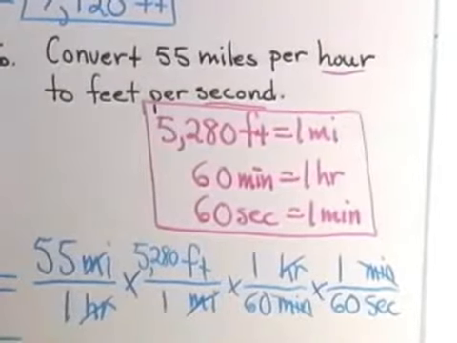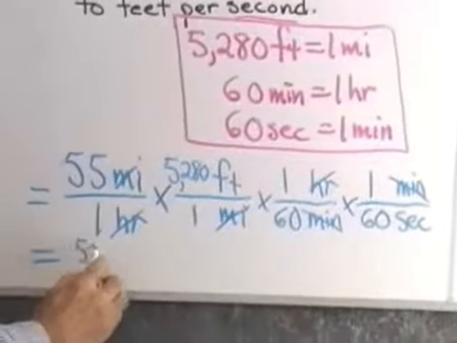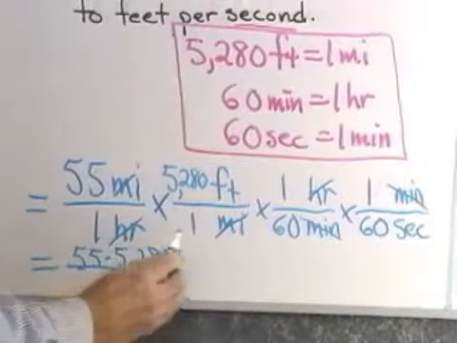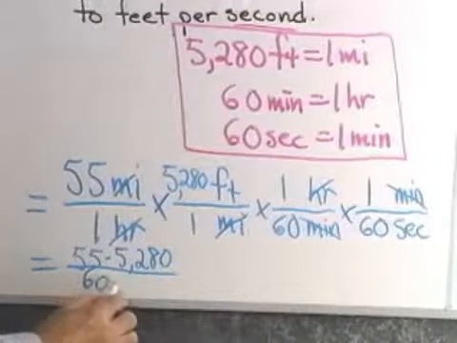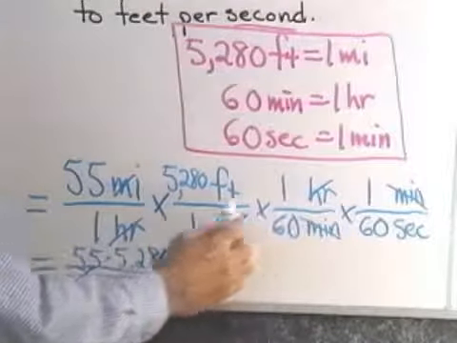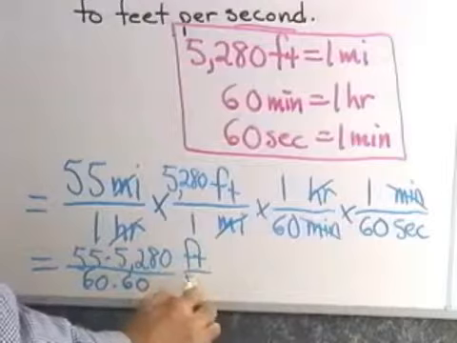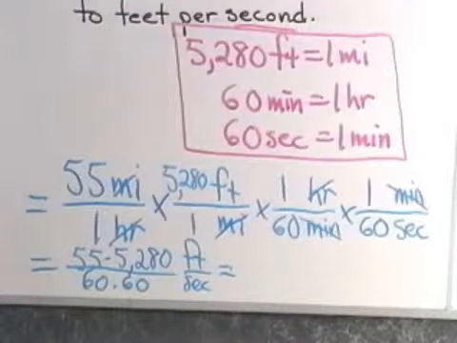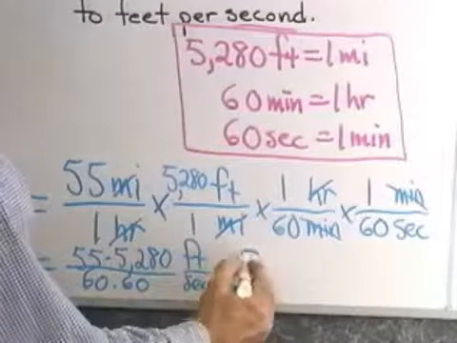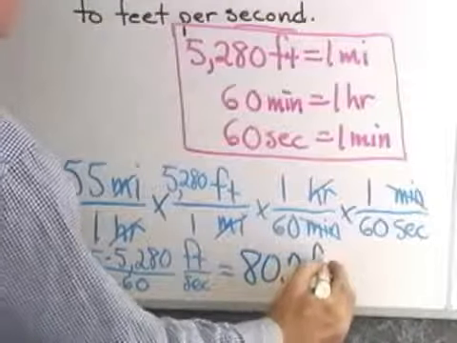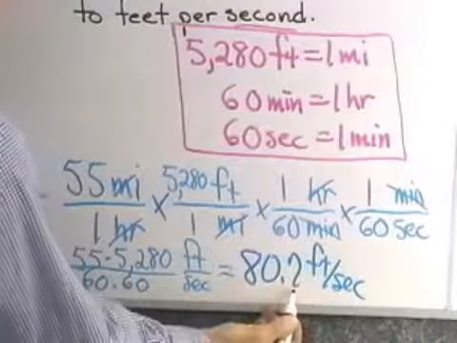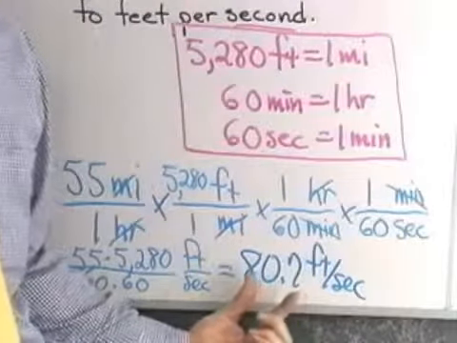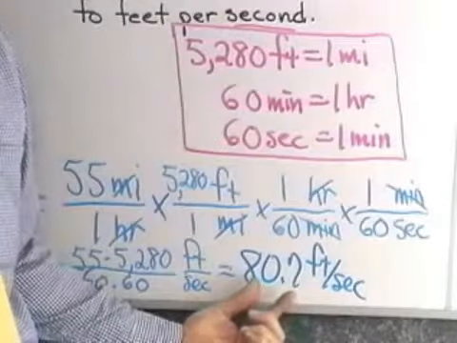So I end up with here, and I hope that you'll be able to see this, 55 times 5,280 divided by 60 times 60, and what I have on top is feet, and what I have on the bottom is seconds. Now I've done that arithmetic, and that turns out to be 80.7 feet per second to the nearest tenth. So I've rounded that to the nearest tenth. I think it comes out 80.6666 or something like that. So what we have is 80.7 to the nearest tenth.